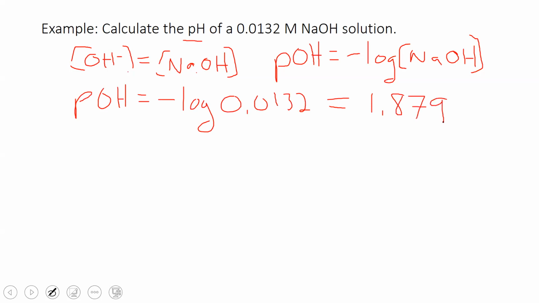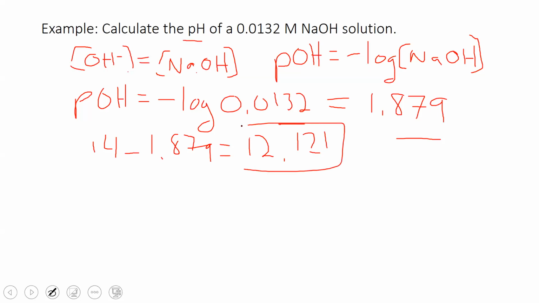Okay, and you know it's 1.879. You have 3 sig figs there in that value, which means 3 significant figures after the decimal place in that pOH value. And then to calculate the pH, you can say, well, 14 minus 1.879 gives you 12.121, right? Would be your pH.